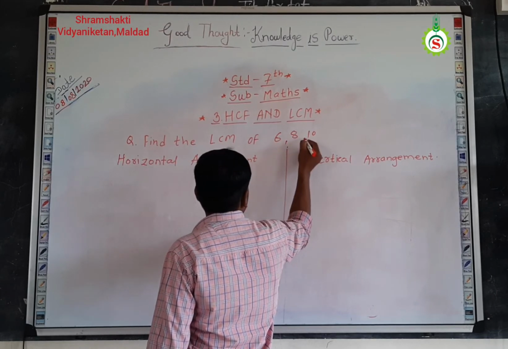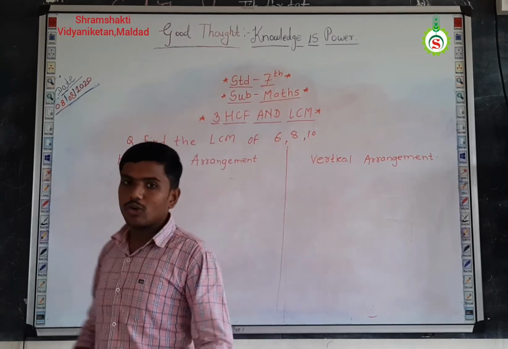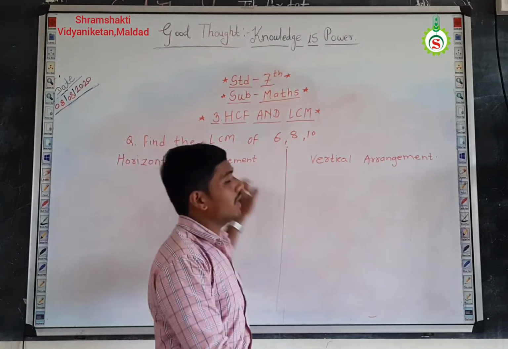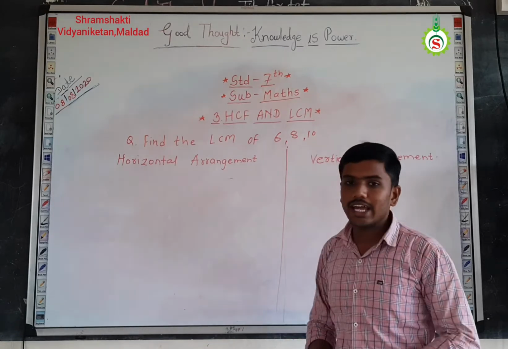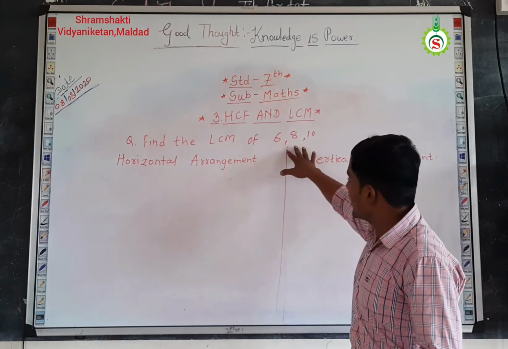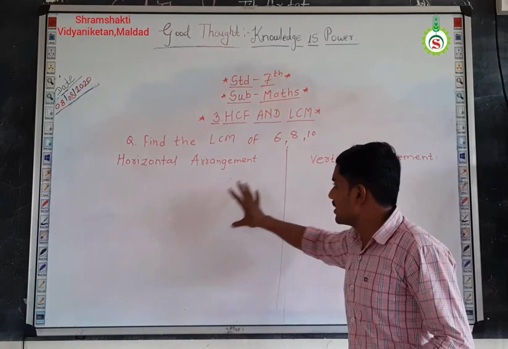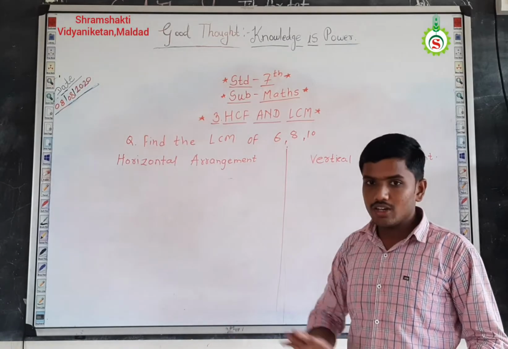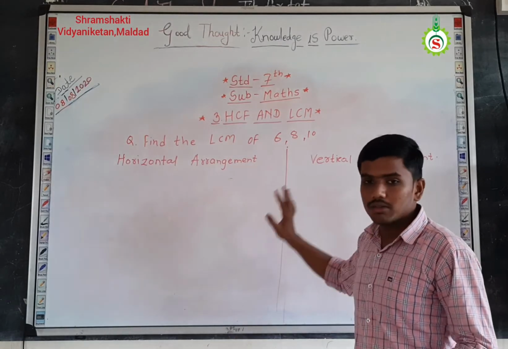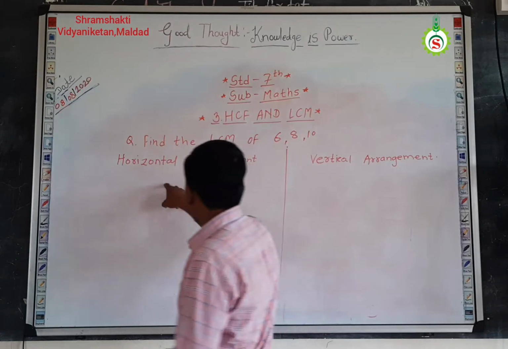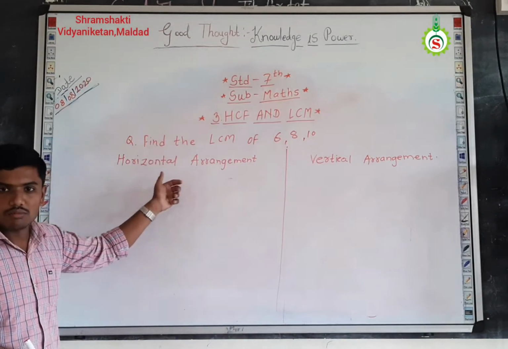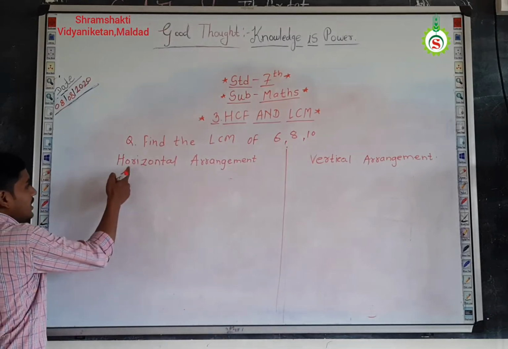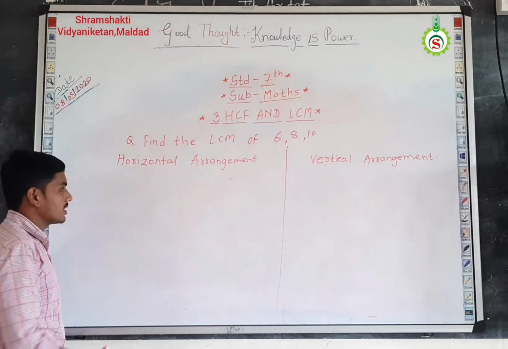Now in your book they haven't mentioned whether to find the LCM by horizontal arrangement or by vertical arrangement. That means you can solve the example by either horizontal or vertical arrangement. No need to solve by both arrangements. Okay. But for example or for practice, I will show how to solve by both arrangements. So first, finding by the horizontal arrangement.